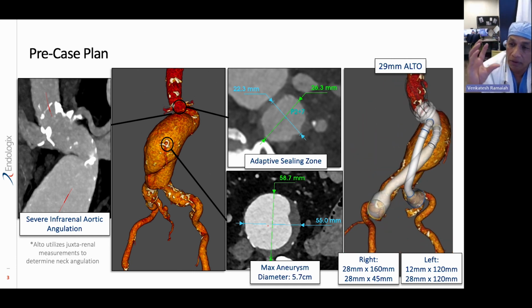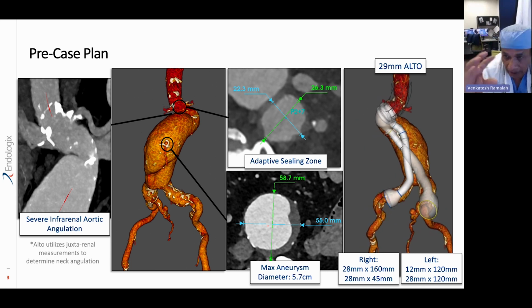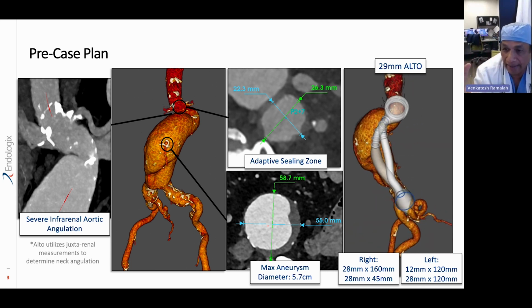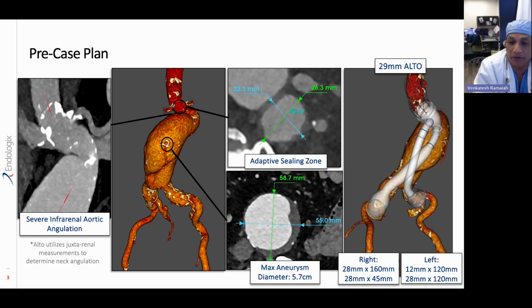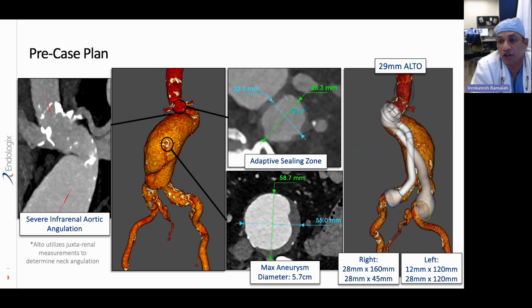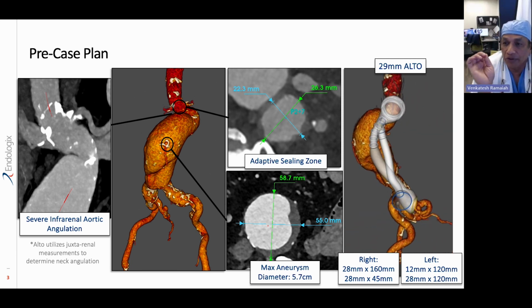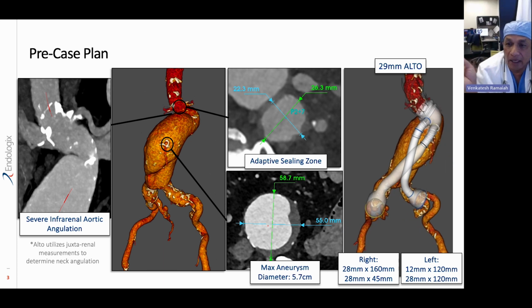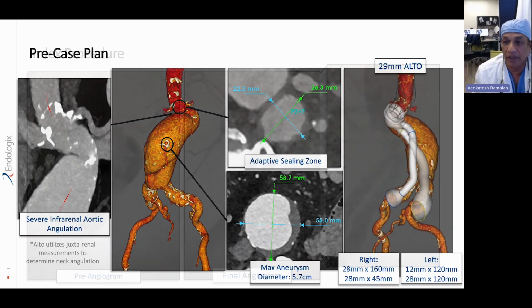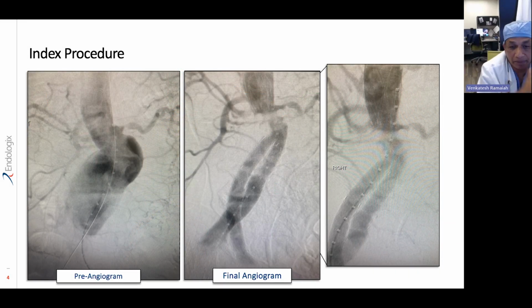It allows us to conform to the angulation, the morphology, and the diameter of the neck of the aneurysm. And these are extremely important features that make this device stand out compared to the other devices that are available. On the left is the preoperative picture, and you can see the left renal actually has a stenosis, a little blockage there. The neck is relatively short, and it's also very angulated. That is the reason why we chose the ALTO graft.